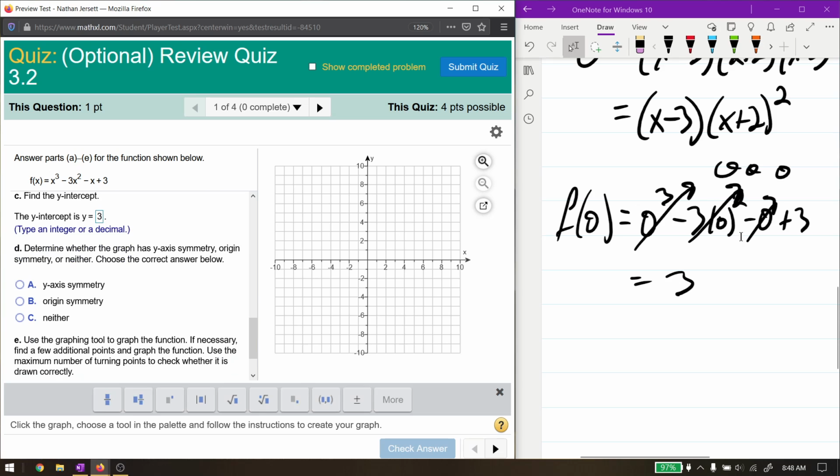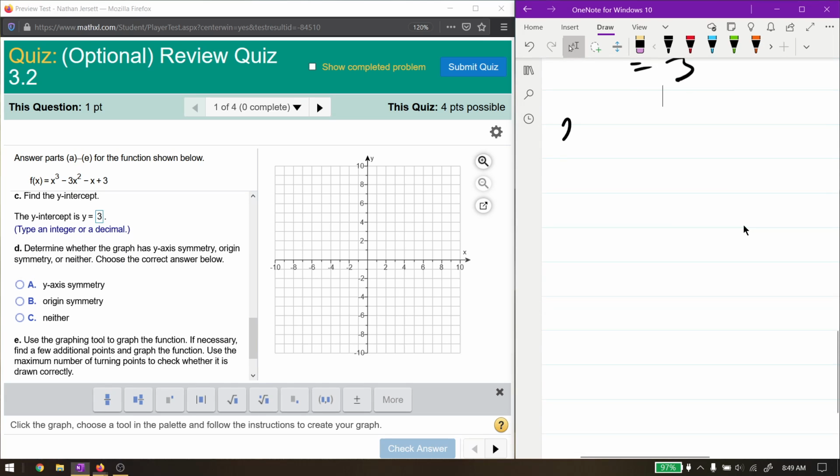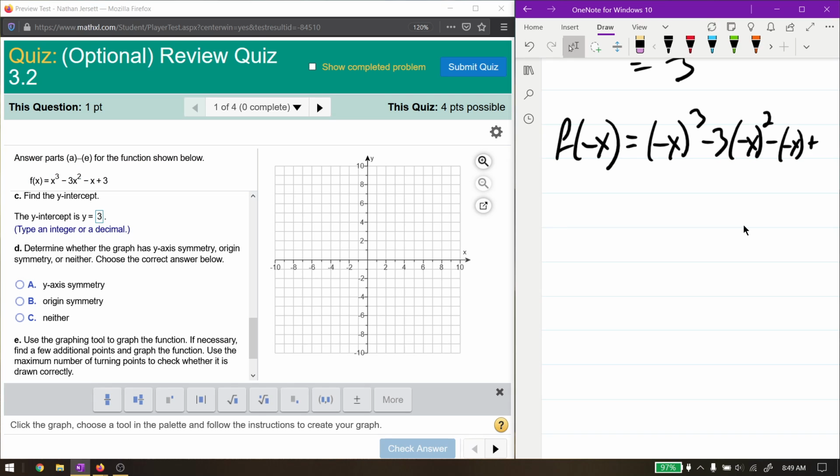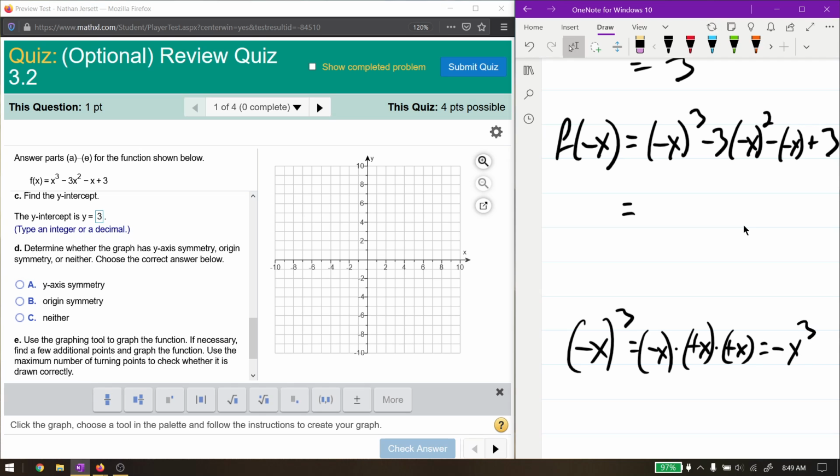All right, determine whether the graph has symmetry, and that you do by plugging in negative x. So we plug in negative x cubed minus 3 times negative x squared minus negative x plus 3. And we're going to simplify. So negative x cubed, we can think of it like this. Negative x cubed equals negative x times negative x times negative x, which is really just the same thing as 2 of them canceling. We have a negative and then x cubed. So essentially what we're doing is we're taking the negative and moving it to the outside of the parenthesis group.